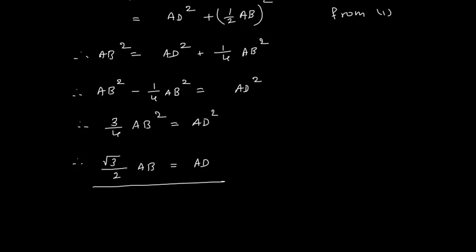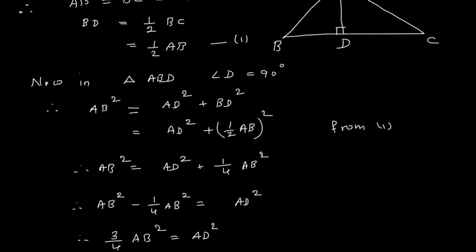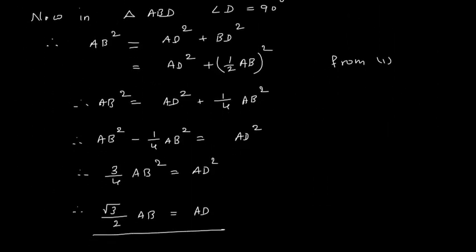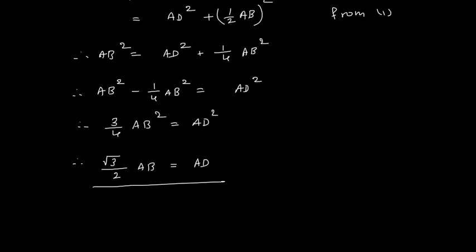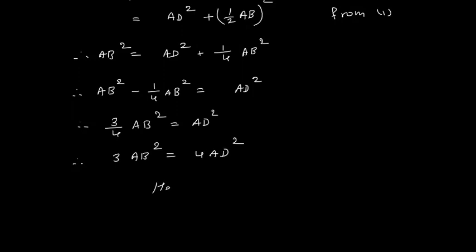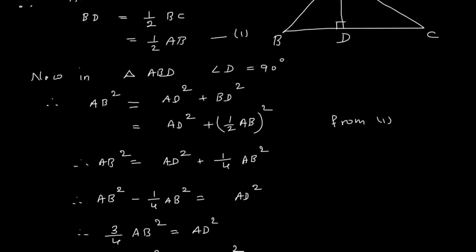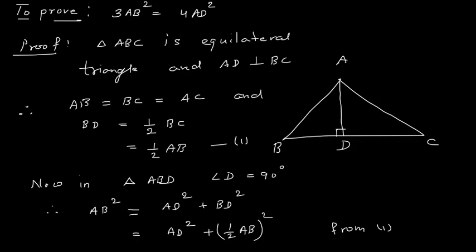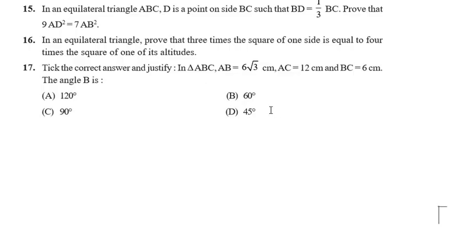But sorry, here what we have to prove is that 3 times AB square is equal to 4 times AD square. So we don't have to write this statement. Instead of this, we have to write 3 times AB square is equal to 4 times AD square. Hence proved. So this is a simpler problem than the previous problem. I hope you are understanding how to use these relations, how to use the Pythagoras theorem. Now let us see the last question.